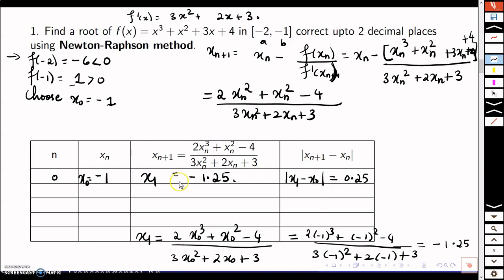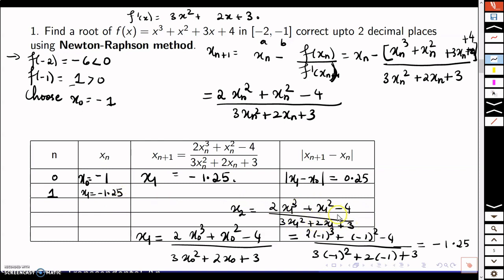Right? Now my x1 I will take and I will get it here. So this point will be minus 1.25, and now I am ready to compute the point x2. This is the first iteration, right? So the way we computed x1, you can compute x2. So x2 will be what? x2 will be, you put the value of x1 here. So that is 2 times x1 cube plus x1 square minus 4 by 3 times x1 square plus 2 times x1 plus 3. Okay, and then you put x1 is equal to minus 1.25.